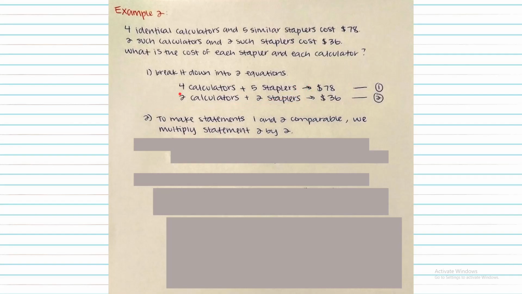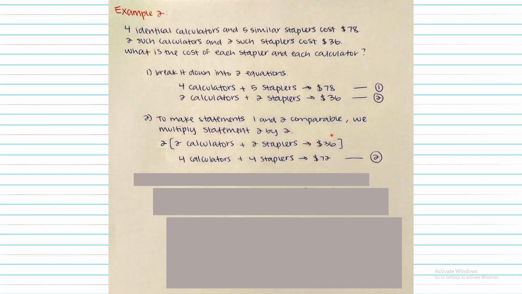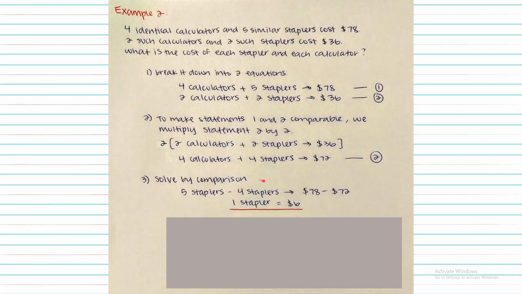So, we can solve this by multiplying statement 2 by 2. When we do this, we get 2 times 2 calculators plus 2 staplers is $36. And we distribute the 2 to find that four calculators plus 4 staplers is $72. That's our modified equation 2. So, now we can solve by comparison. We'll take 5 staplers from equation 1, subtract 4 staplers from equation 2, and that's $78 minus $72. That lets us figure out that one stapler is equal to $6.